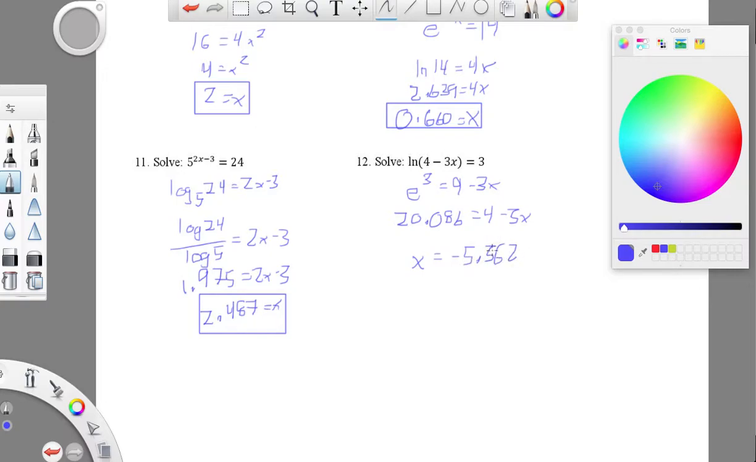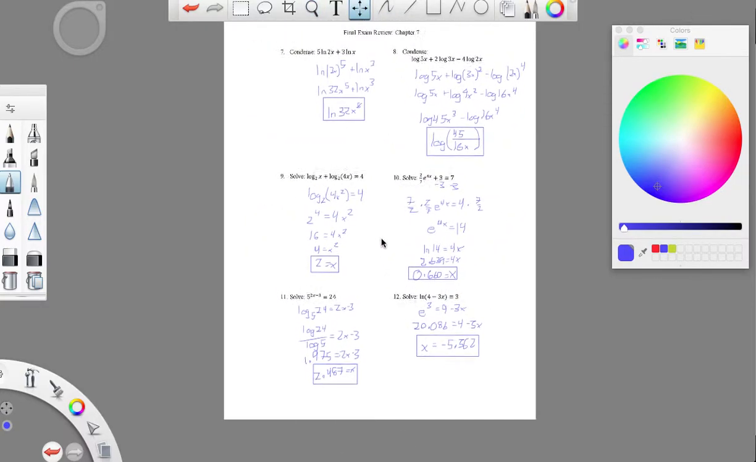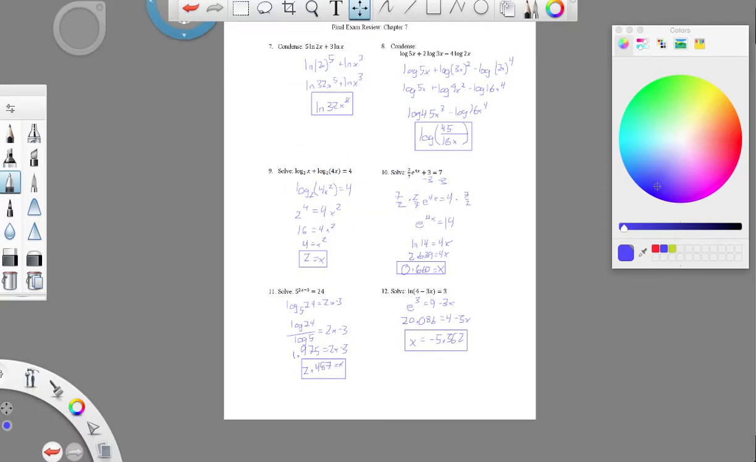Now, a lot of people think that because this is negative, it's extraneous because you can't have a negative log. But if you actually look really carefully in this equation itself, you're taking the log of 4 minus 3x. So when you put this back in, you actually do end up getting a positive number you're taking a log of. So there's nothing to worry about there. So just be careful when you're looking for extraneous solutions.